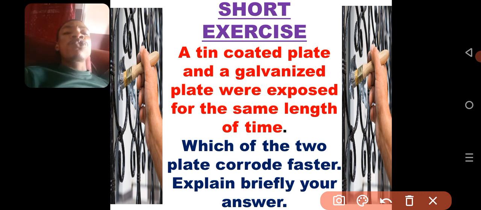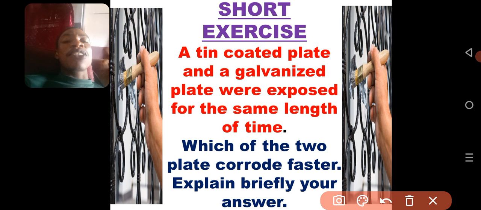Now, which of the two of them will corrode faster if they are both exposed to the same level of handling? That is the question that I want to answer in this video.